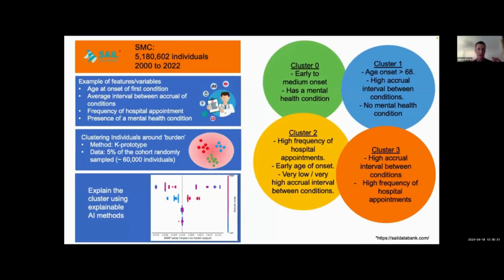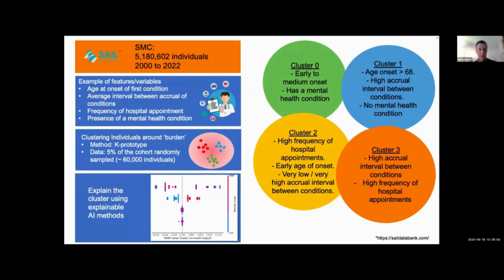Now, I would like you to take this slide with a big pinch of salt, because this is some very early exploratory work. These are not the features and variables that we're using now, but it's just to illustrate the way in which we're approaching some of the clustering. So you can see within the main SAIL cohort that I described, we've got a sample here of about 60,000 people just to explore the method.